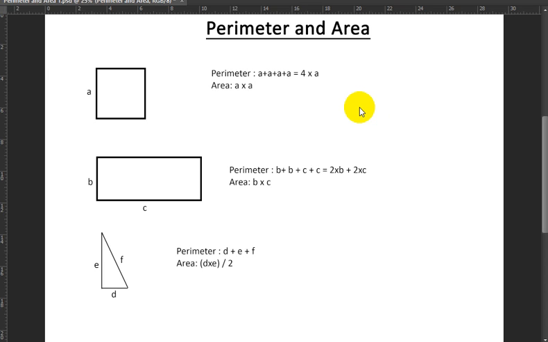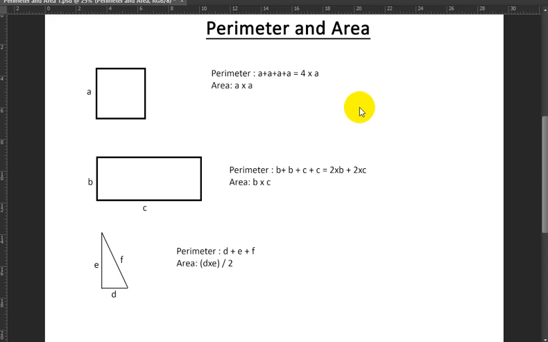Hello everyone. In this video we will be remembering the formulas for finding the perimeter and the area of different shapes. We are going to start off with things that we've talked about many times before, and then we're going to talk about some new stuff as well.